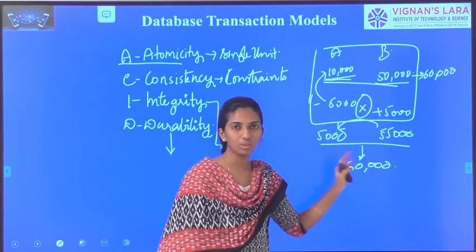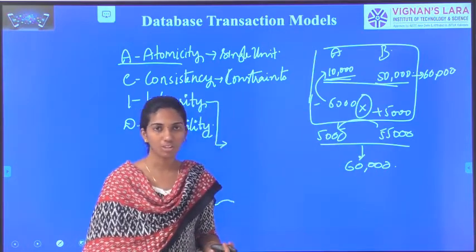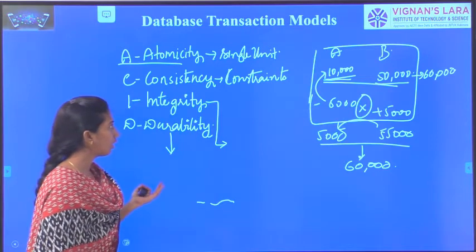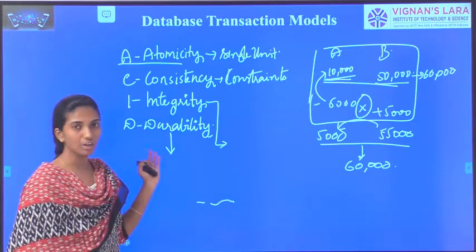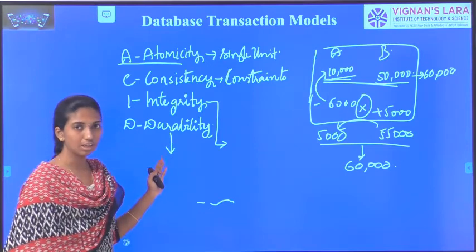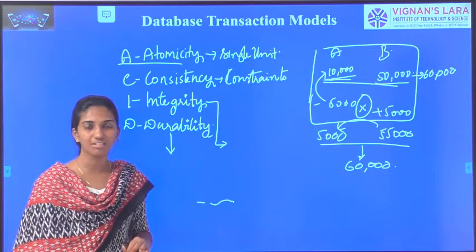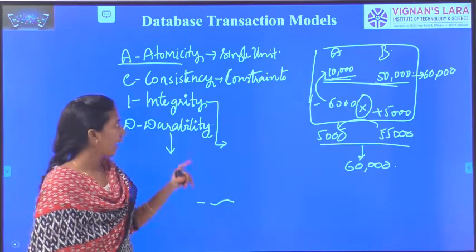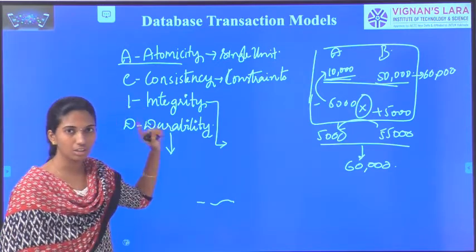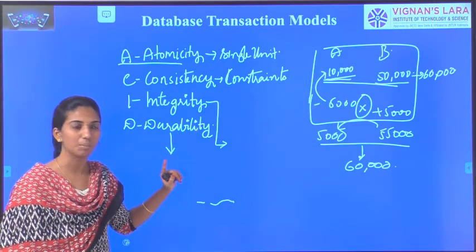In order to do another operation, a new transaction should be performed. So these are the ACID rules for a database. The first one is atomicity, consistency, integrity and durability. In atomicity, each entire transaction or separate transaction is treated as a single unit. And consistency means it needs to follow some specific constraints that are imposed on a database.